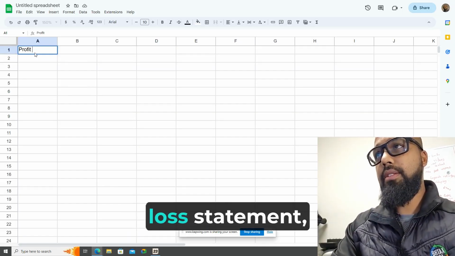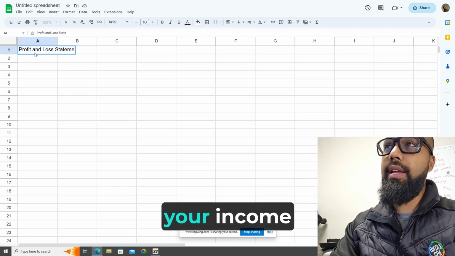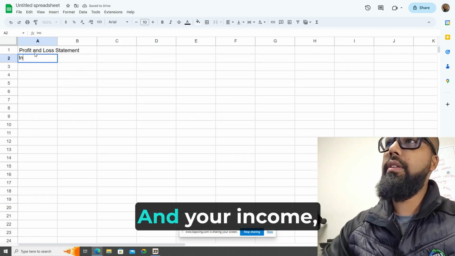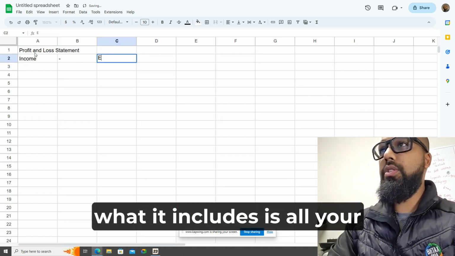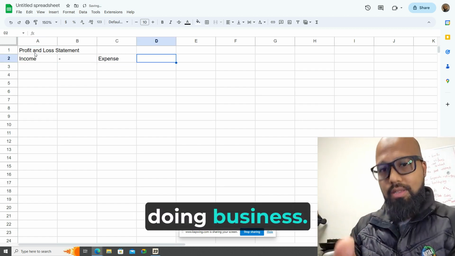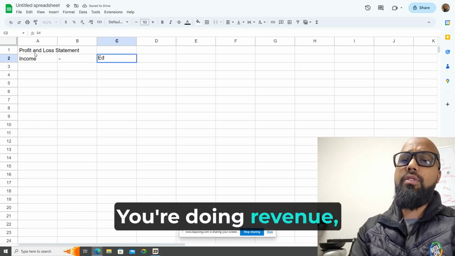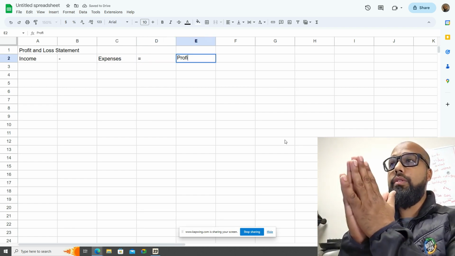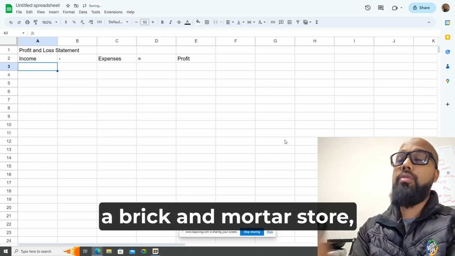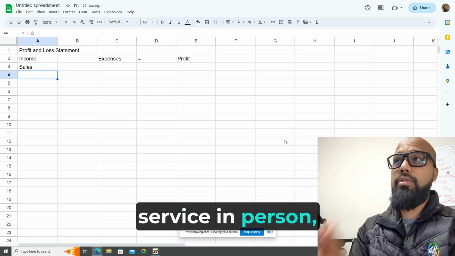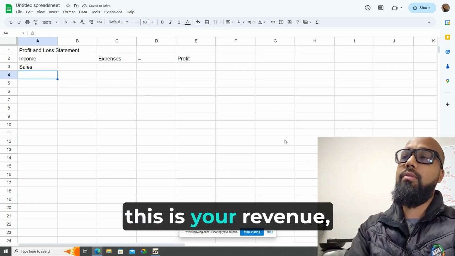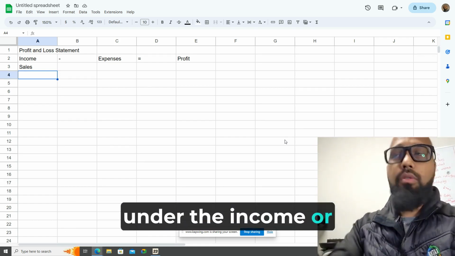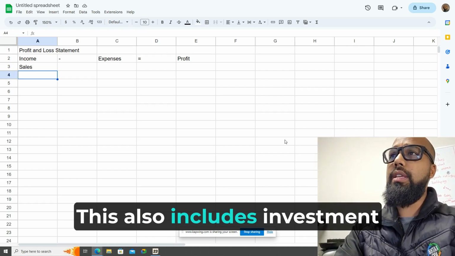The profit and loss statement is pretty much your income minus your expenses equals profit. Your income includes all the sales that you make from doing business. Of course, you're in business and you're doing sales, you're doing revenue, you have consulting income, you're selling products online, you're selling products in a brick and mortar store, or you're providing your services in person, whatever the case may be. Those are your sales. This is your revenue, and this is where it goes into your profit and loss statement under the income or revenue portion. This also includes investment income.